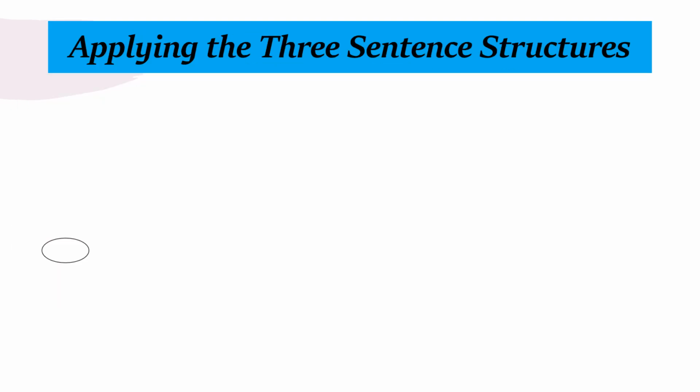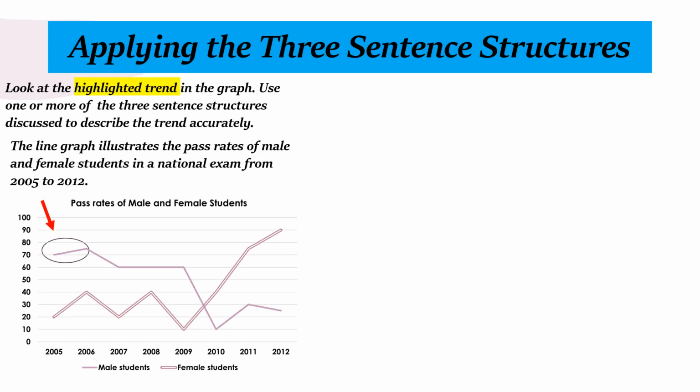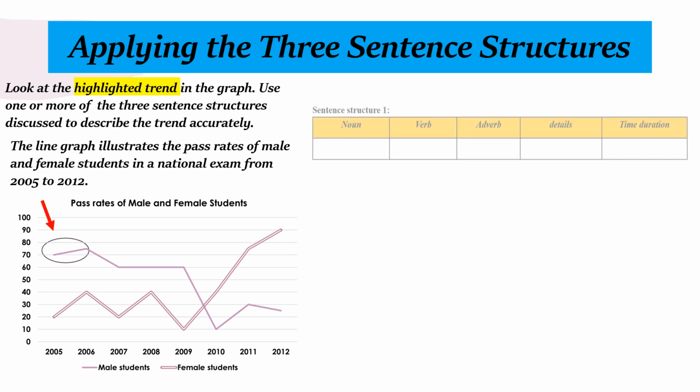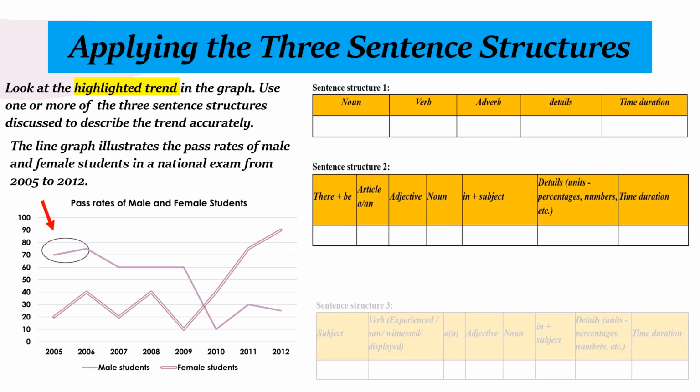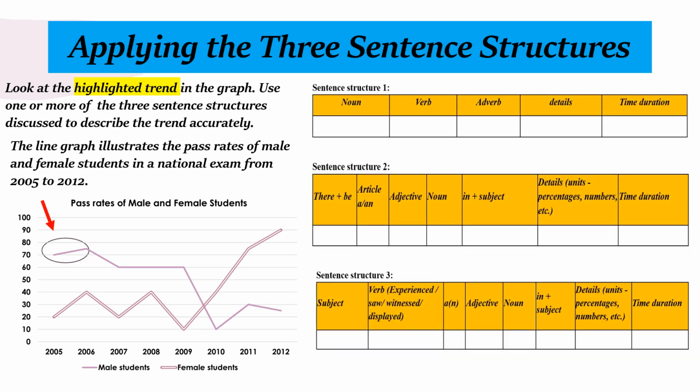Now that we have learnt all 3 sentence structures and their variations, let's put them into practice. On this slide, you can see a line graph with a highlighted trend. Your task is to describe this trend using one or more of the 3 sentence structures we discussed. Pay close attention to the details and try to write accurately using the structures provided on the slide.